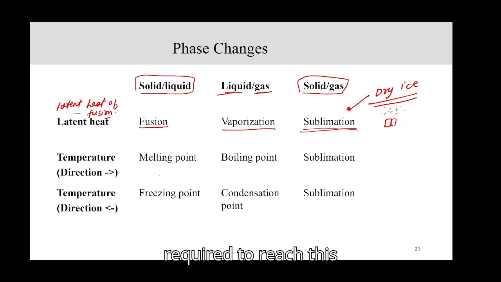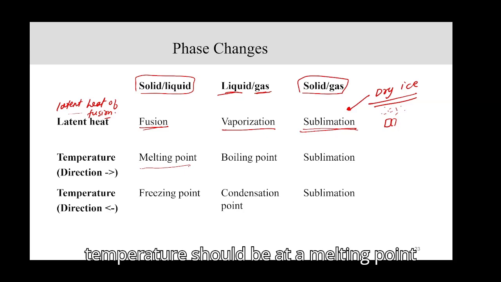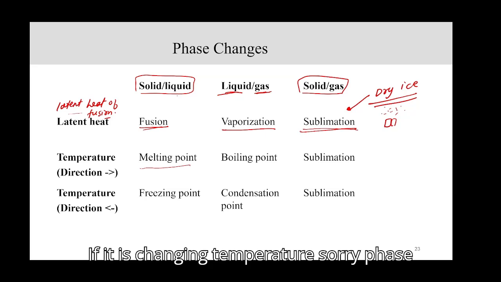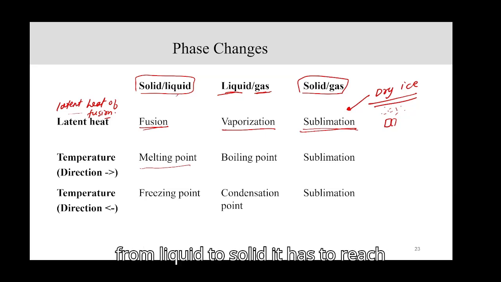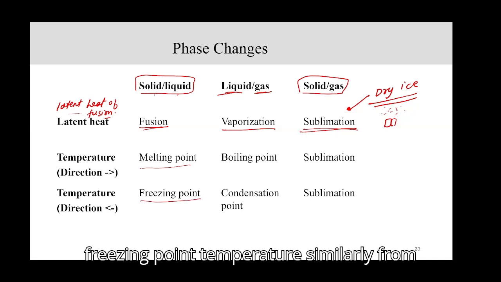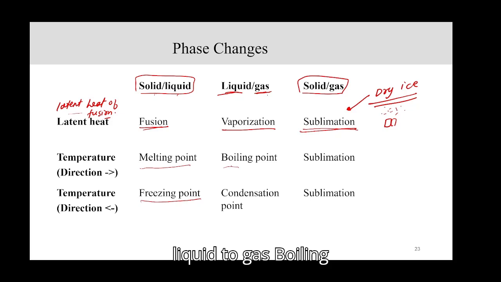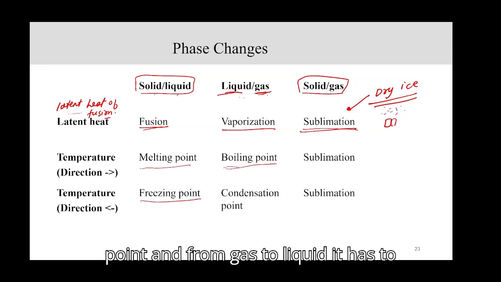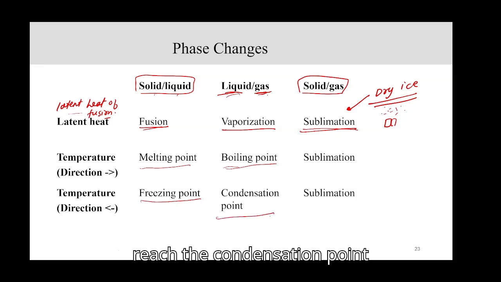And the temperature required to reach this fusion is, if we are moving from solid to liquid, the temperature should be at the melting point. And if the phase is changing from liquid to solid, it has to reach the freezing point temperature. Similarly, from liquid to gas, it has to reach the boiling point, and from gas to liquid it has to reach the condensation point.